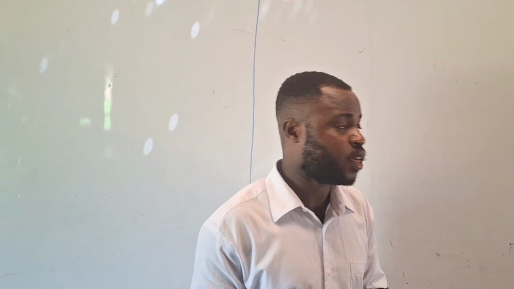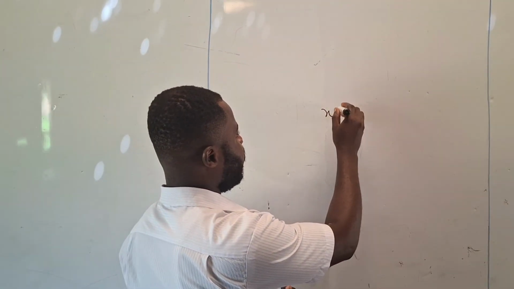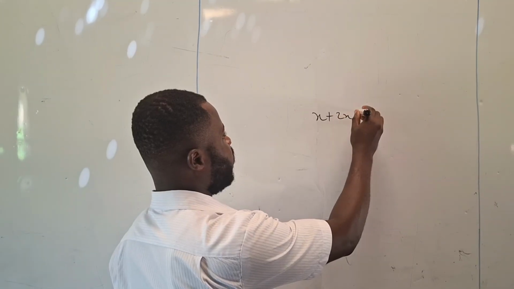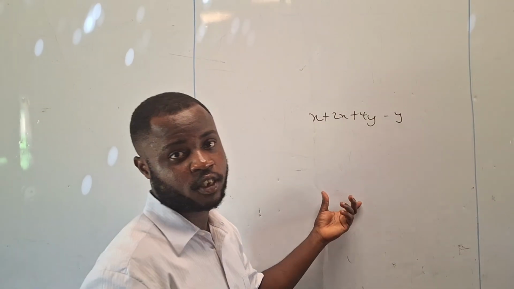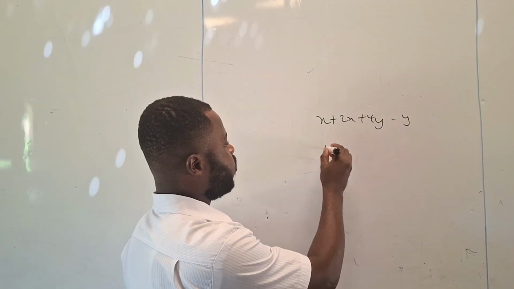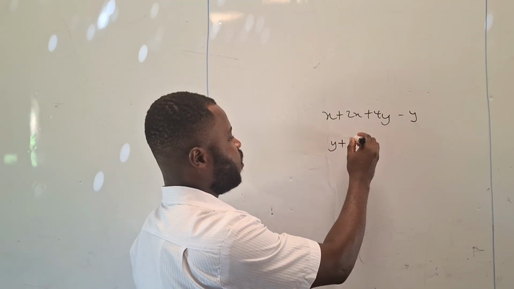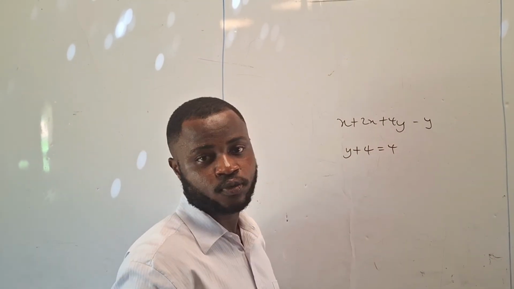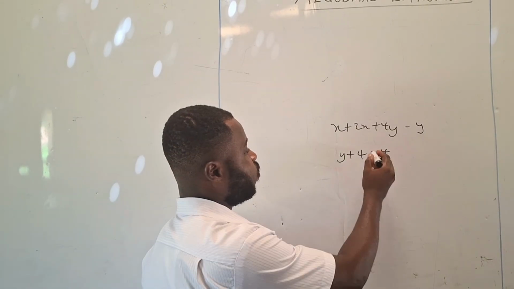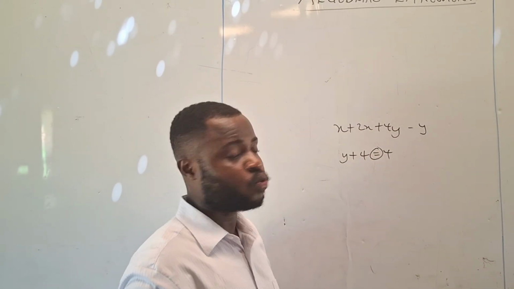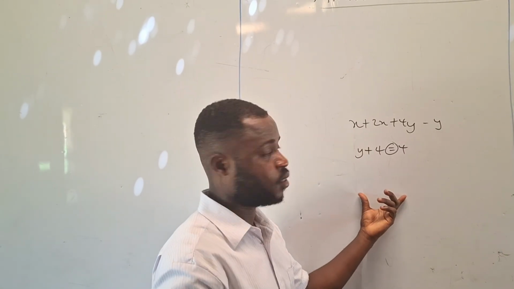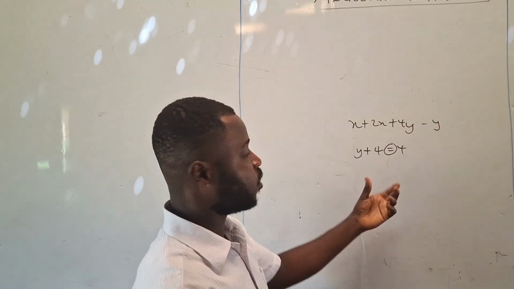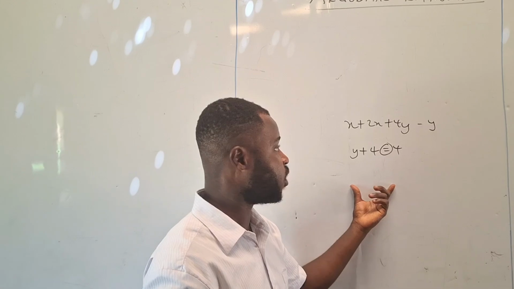Now, when you see an example like x plus 3x, 4y minus y, this is an algebraic expression. But immediately you see something like y plus 4 is equal to 4, this is an equation because of the equal sign. So handling this sometimes looks a little different. So this is an algebraic expression, this is an equation because of the equal sign.